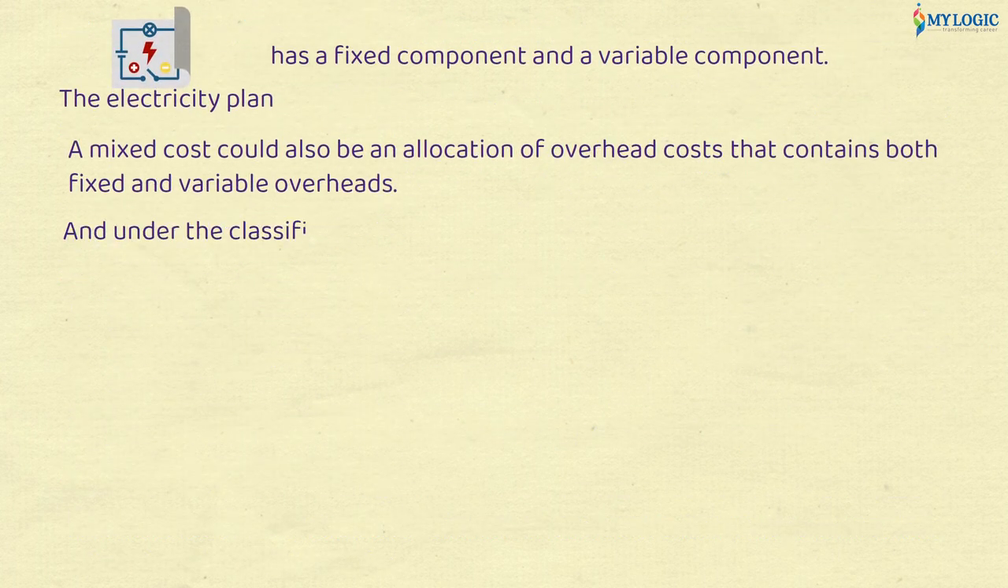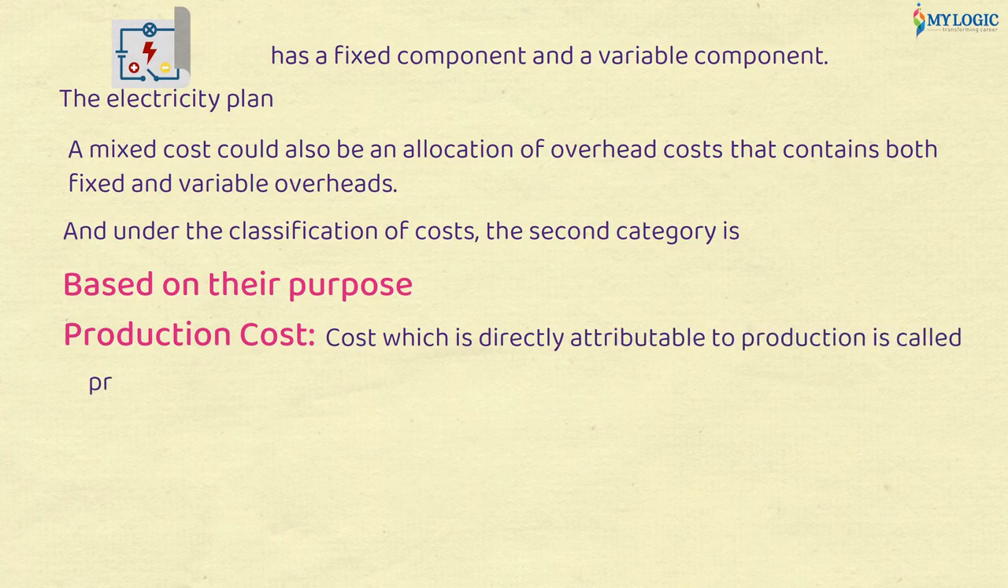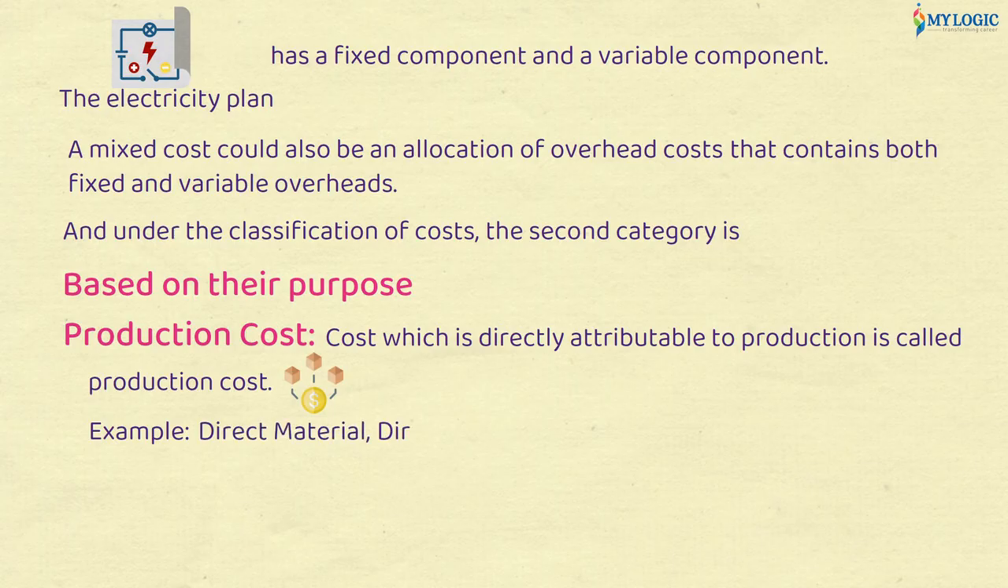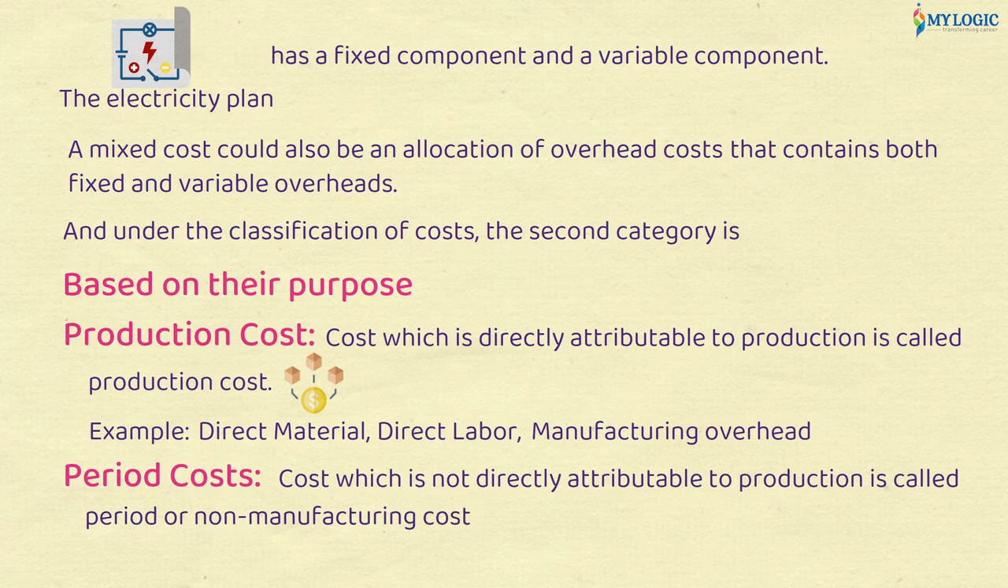And under the classification of costs, the second category is based on their purpose. Production cost. Cost which is directly attributable to production is called production cost. Example: direct material, direct labor, manufacturing overhead. Period costs. Cost which is not directly attributable to production is called period or non-manufacturing cost. Example: administrative cost.